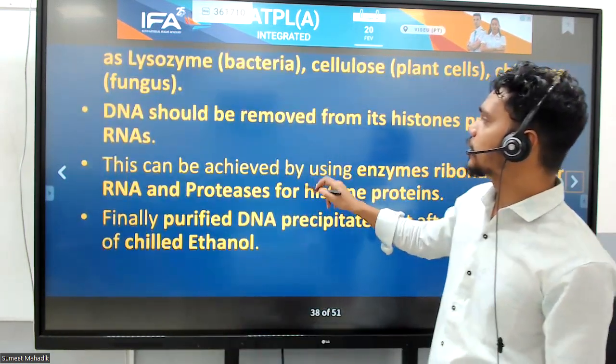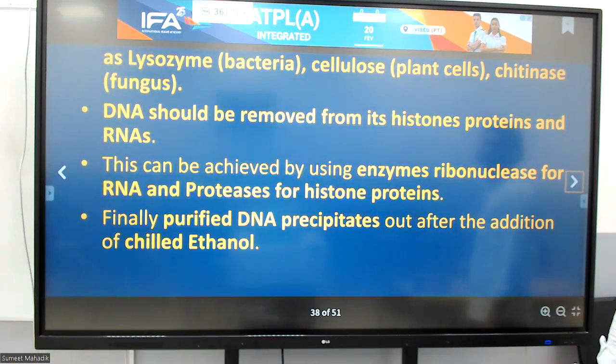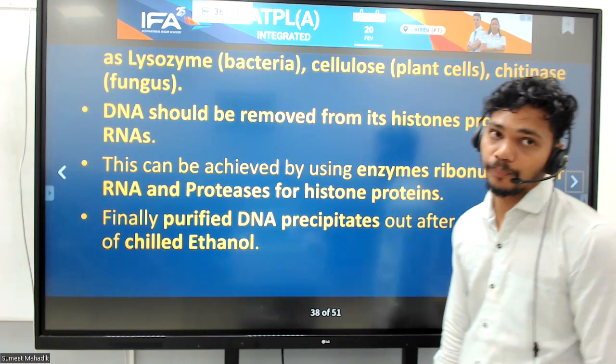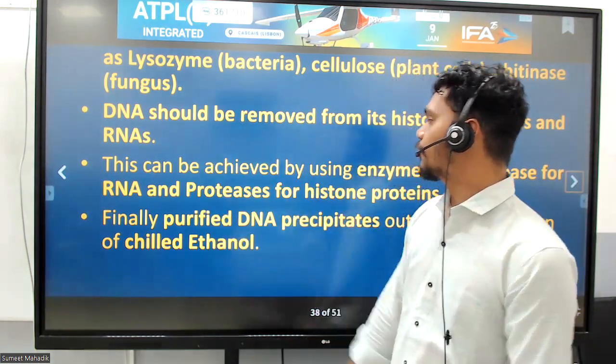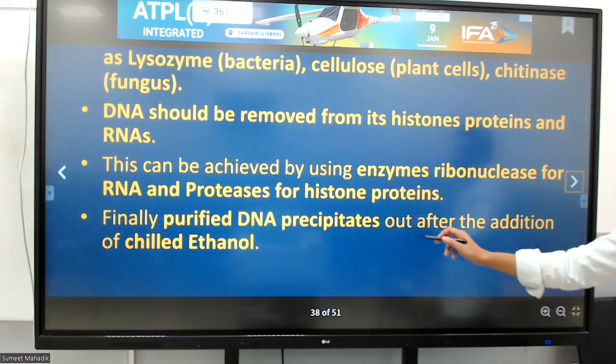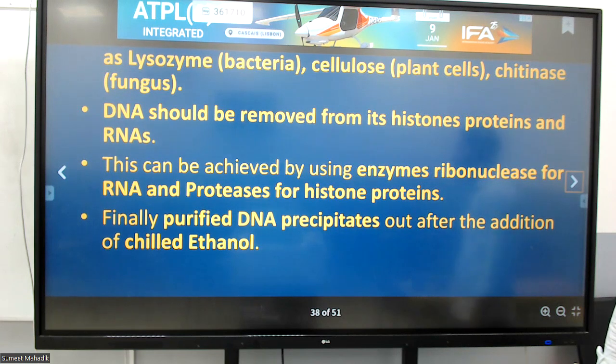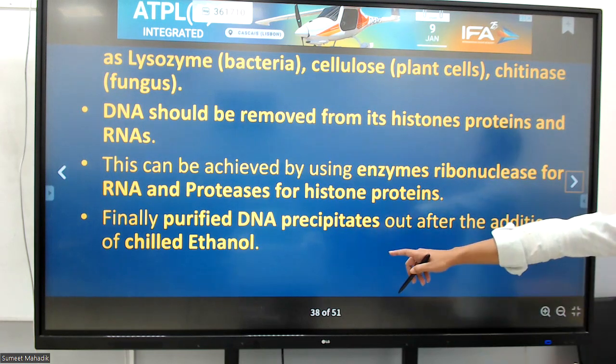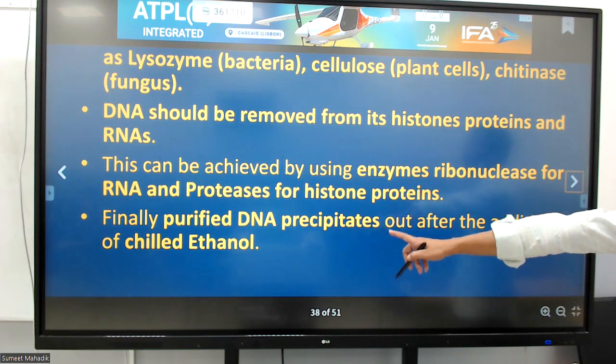This can be achieved by using enzymes: ribonuclease for RNA, and proteases for the histone protein. Finally, the purified DNA precipitates out after the addition of chilled ethanol. Chilled ethanol is required for DNA.